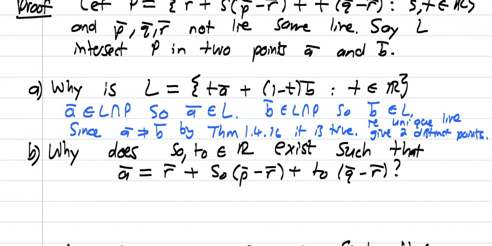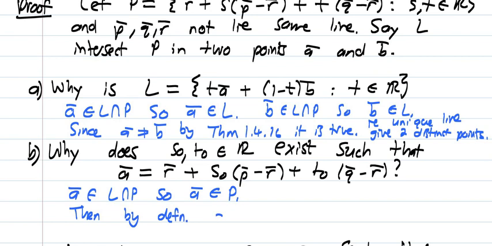So the next question is, why does there exist an s0 and a t0, real numbers, such that A is of the form r plus s0(p minus r) plus t0(q minus r)? All right. Well, again, A is sitting in the line intersect the plane. So now A is sitting in the plane. And to be sitting in the plane, it must be of this form for some scalars s0, t0. So you can just say, then by definition of plane P.